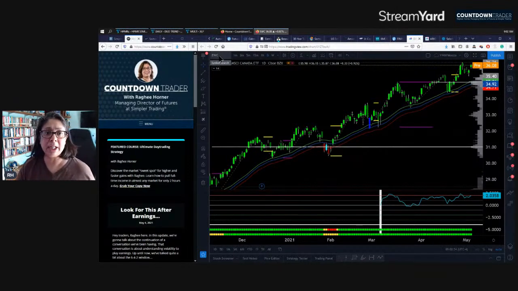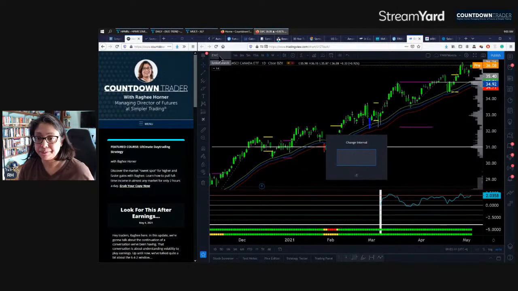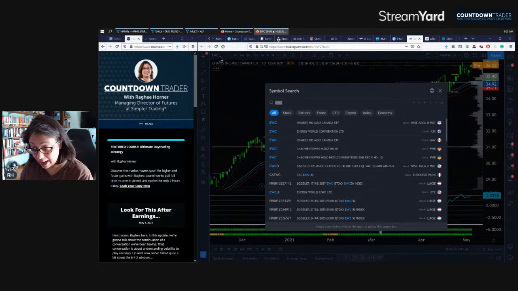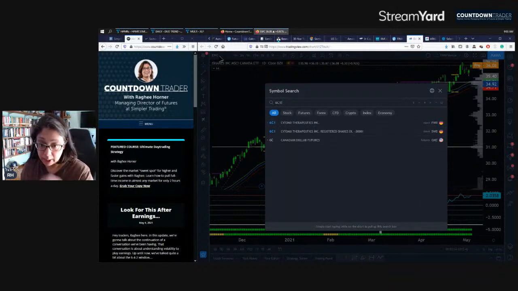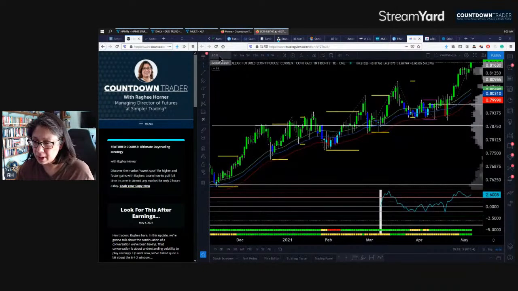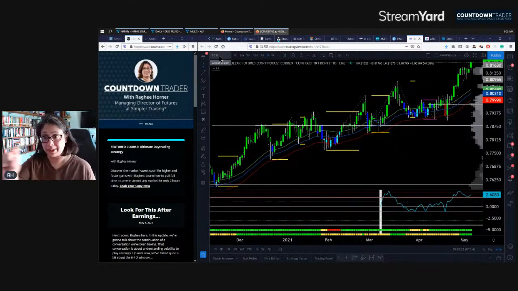This brings me to some of the things that we're doing in the Sector Secrets Mastery. I'm not putting people in wood. It's already extended. It's parabolic. It hasn't pulled back for us to get in. But Canada has, the EWC. In the futures room, the Canadian dollar, the 6C or the FXC, if you'd rather go the futures currency route, has pulled back. In fact, it spent some time moving sideways before it exploded higher.